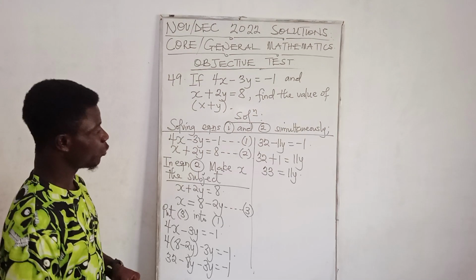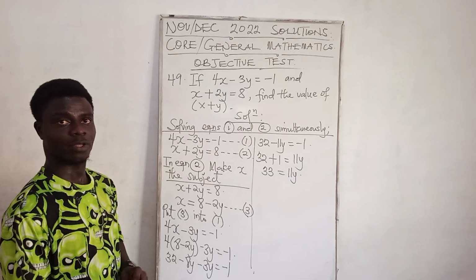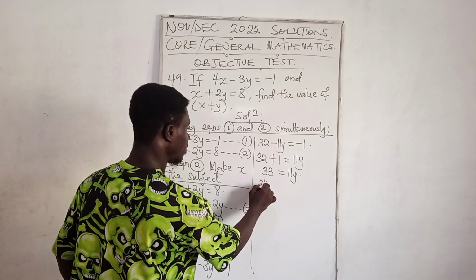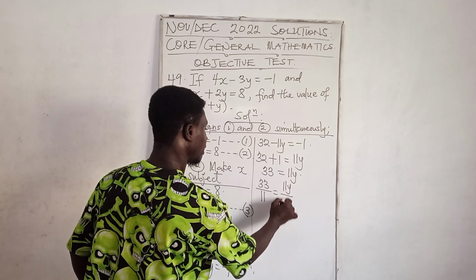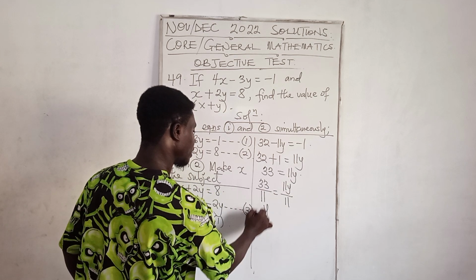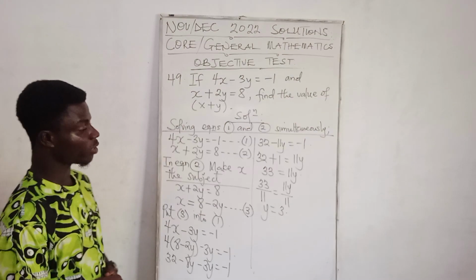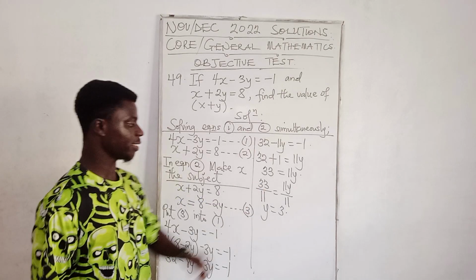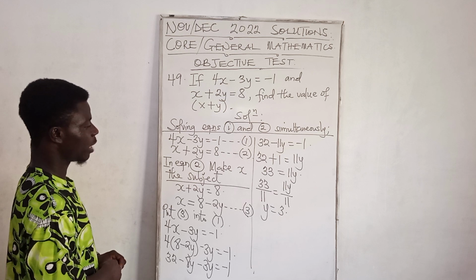So now what can we do here? The coefficient of y is 11. So we divide both sides by the coefficient of y, which is 11. So we get 33 divided by 11, which must be equal to 11y divided by 11. Then we get our y being equal to 3, because 11 goes into 33 how many times? 3 times. 11 times 3 is 33. So we have our value of y, which is what?